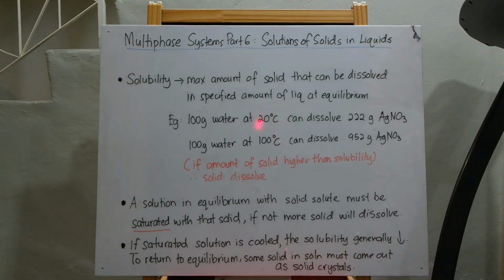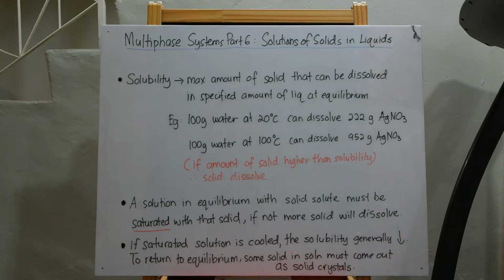If you reduce to 10 degrees C, it can no longer dissolve 222 gram of silver nitrate. It probably can dissolve only 100 gram of silver nitrate. So the balance, 122 gram of silver nitrate, has to come out from this saturated solution as solid crystals.